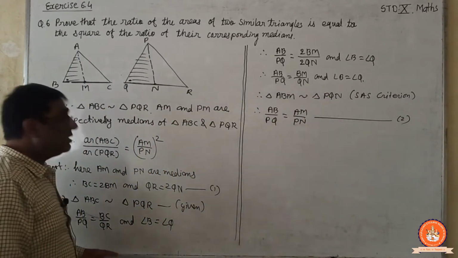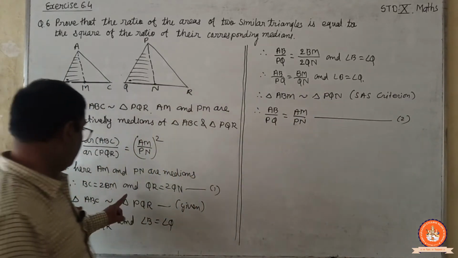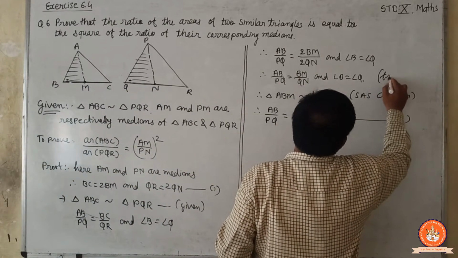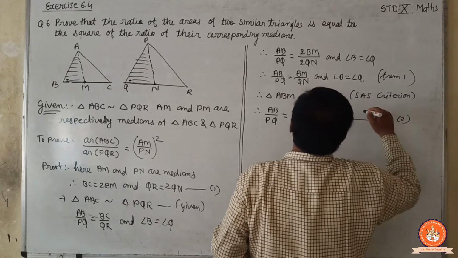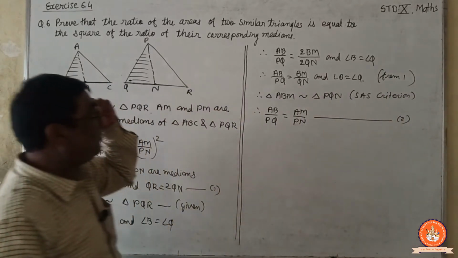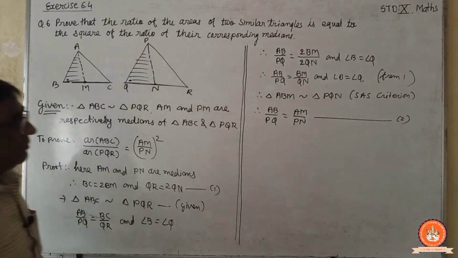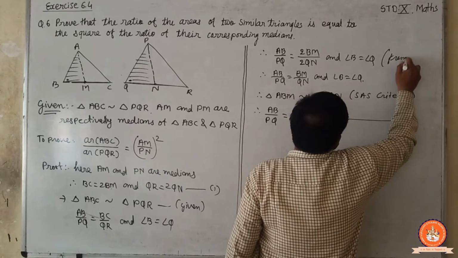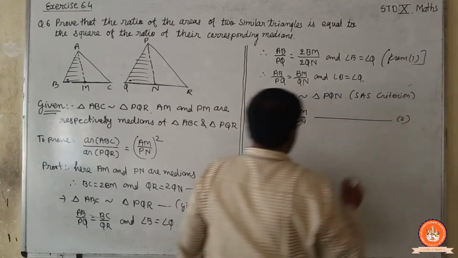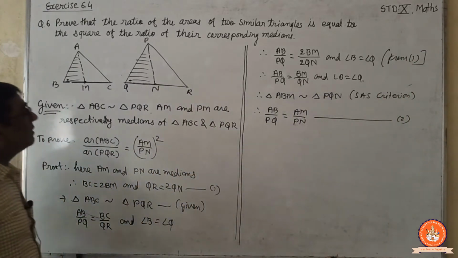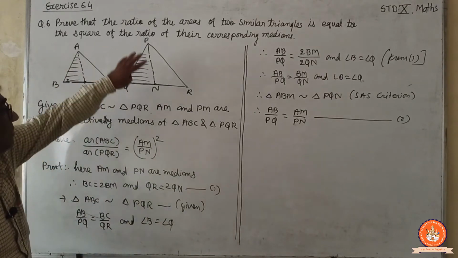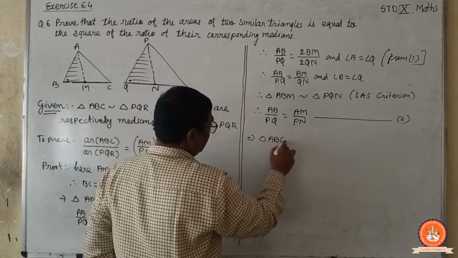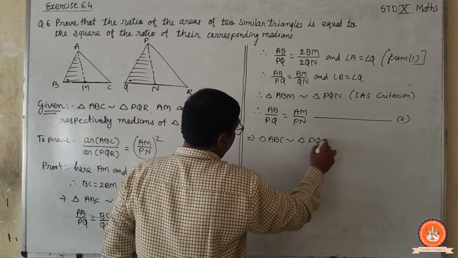Okay, so here we used result number 1 from 1. Now my friend, we know that ABC and PQR are similar triangles. Triangle ABC is similar to triangle PQR. Once again it's given.